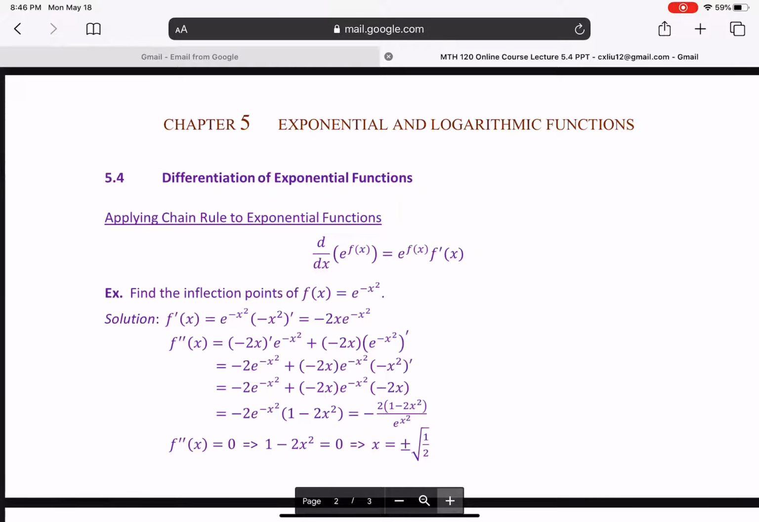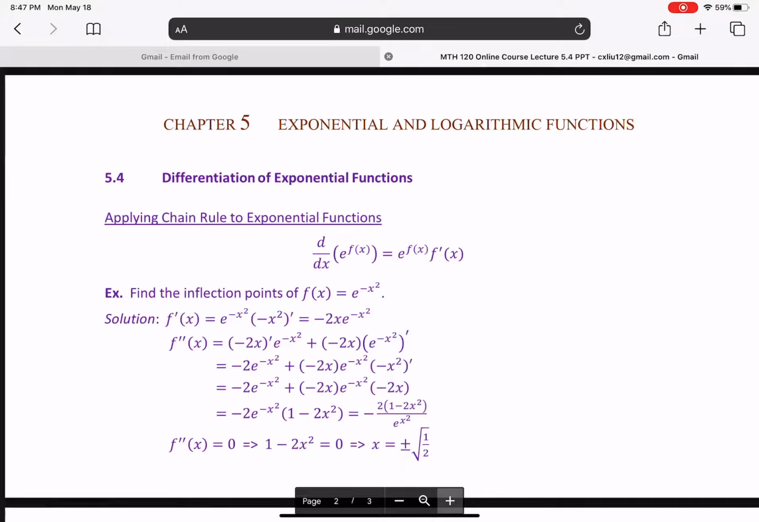Again, this is a product of two functions, negative 2x and e to the negative x squared. We need to use the product rule. So f double prime is equal to (negative 2x)' e to the negative x squared plus negative 2x times (e to the negative x squared)'. So we get negative 2 e to the negative x squared plus negative 2x times e to the negative x squared times (negative x squared)'. So this is a chain rule again. So that becomes negative 2 e to the negative x squared plus negative 2x e to the negative x squared times negative 2x.